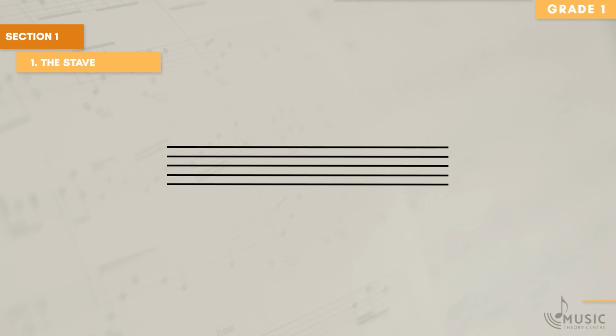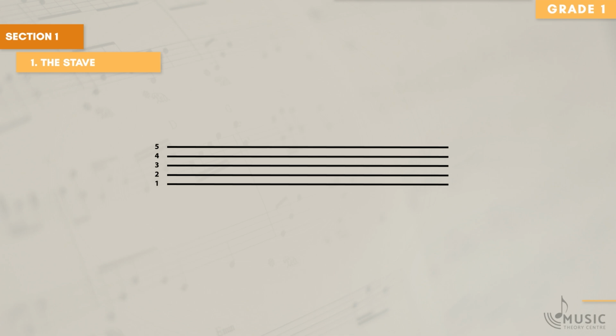1. The stave. When music is written down, it's formed of different symbols. These are written onto something called the stave, or staff. We'll go into more detail later, but this is where the music is written. On the stave, there are always 5 lines, numbered 1 to 5 from the bottom.